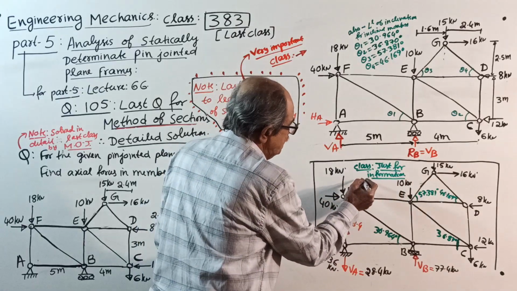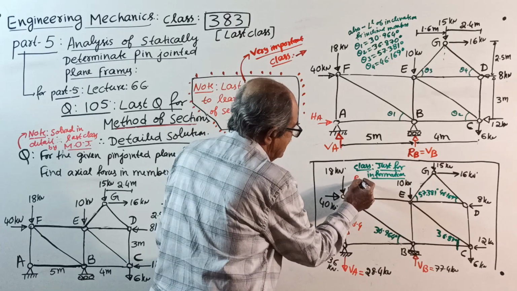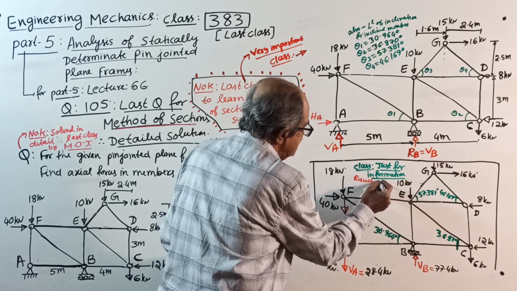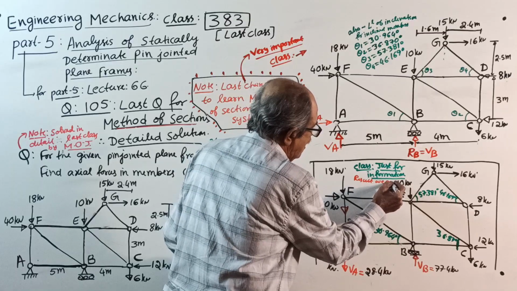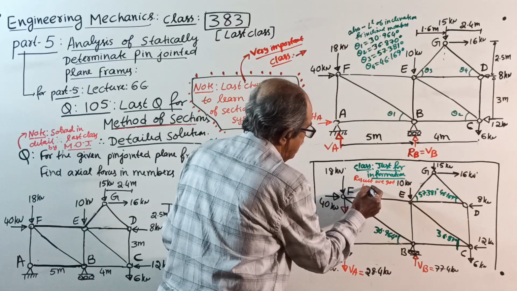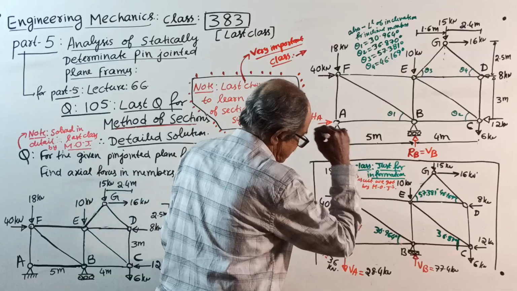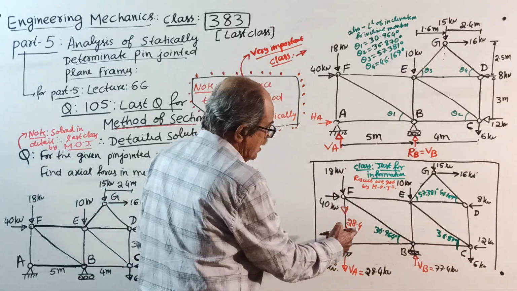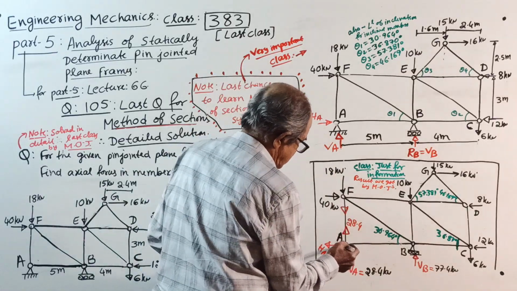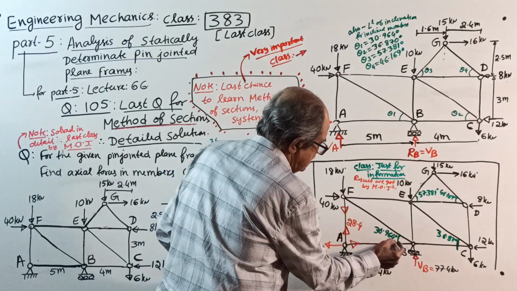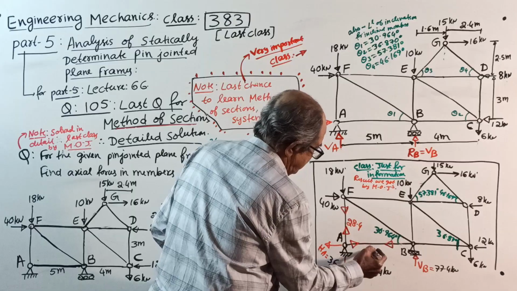Just for information, you write here: this is the result we got by the method of joints last class. I want it in kilonewton; space is not there. Then 36 kilonewton.